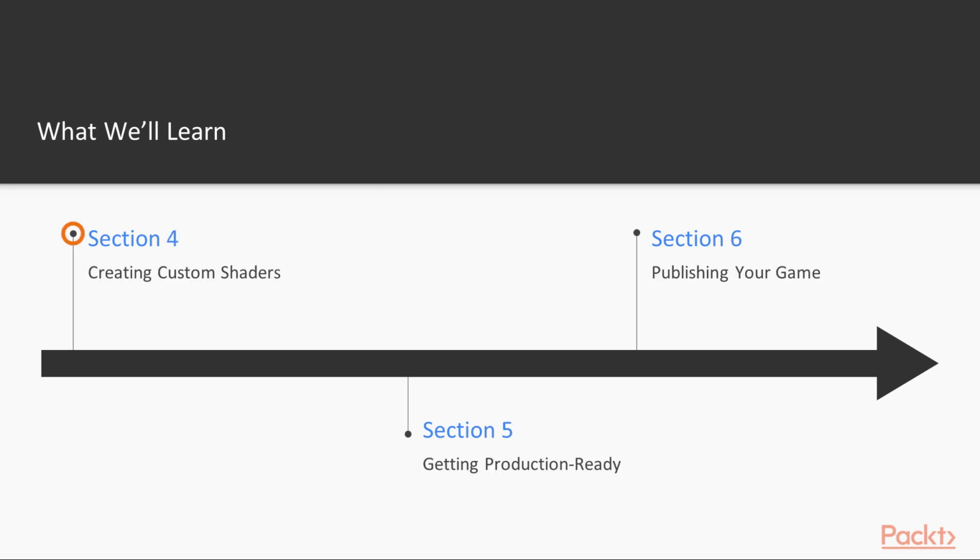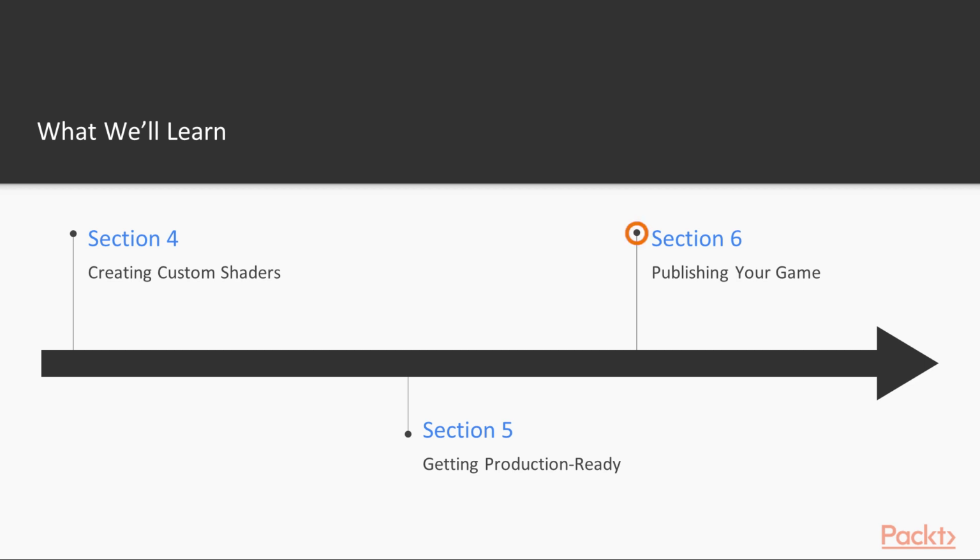In section 4, we'll be creating custom shaders. Unity 2018 introduced the Shader Graph, so we're going to look at that and we'll dabble a little bit into what's going on behind the scenes. And in section 5, we're going to get the game production ready. So what are the things that you need before you can ship your game? We'll dive in pretty deep into some of those concepts there.